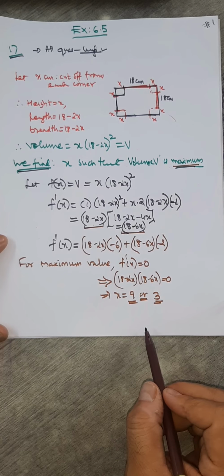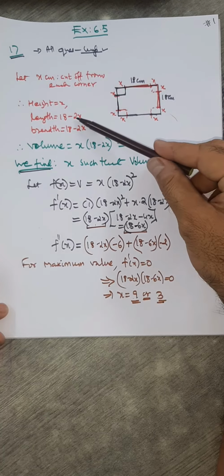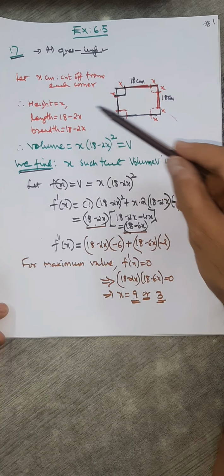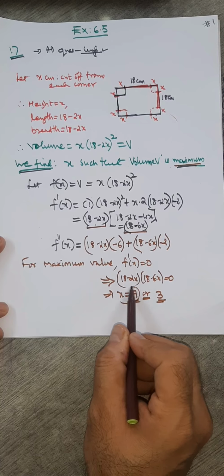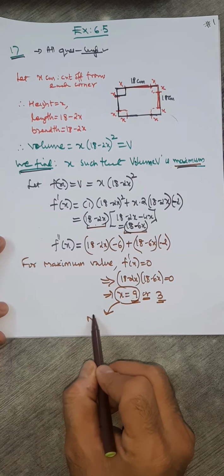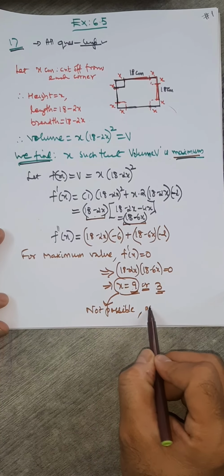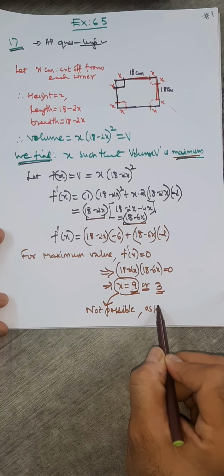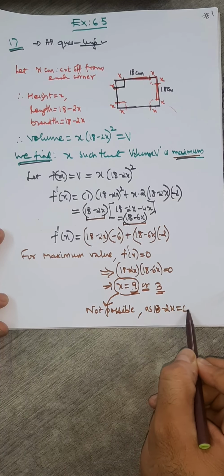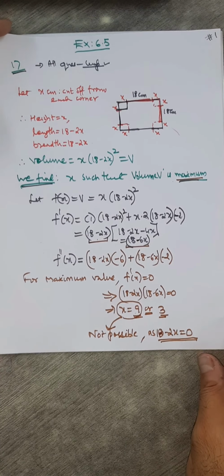So there are two turning points, either 3 or 9. Now from this, one thing is quite obvious that this 9 is not possible. If I put 9 here, then both length and breadth will be 0, 18 minus 18, right? By observation, you can see this has to be less than the total length. Not possible. Why is this not possible? Then 18 minus 2x will be 0. That's why length or breadth cannot be 0. So 9 is not possible. Okay, so we have just 3 now, x equals to 3.